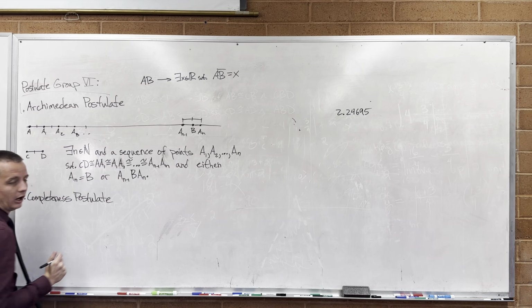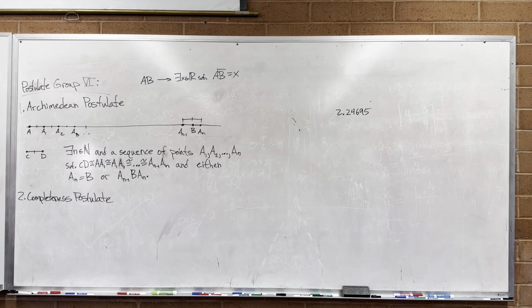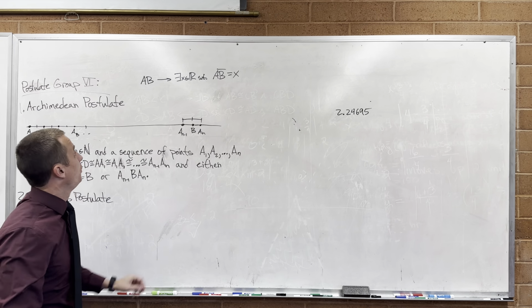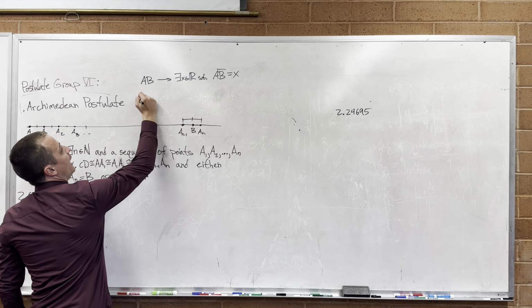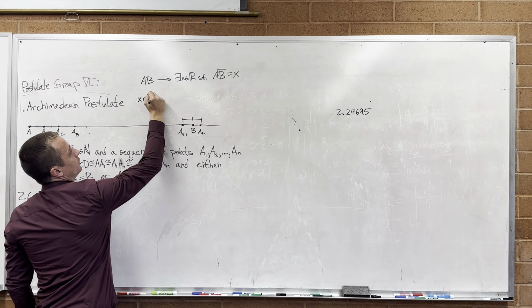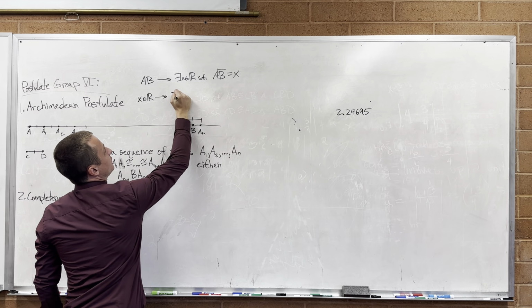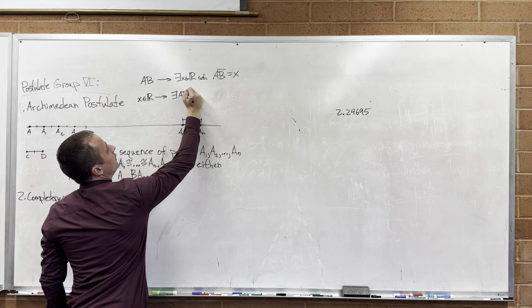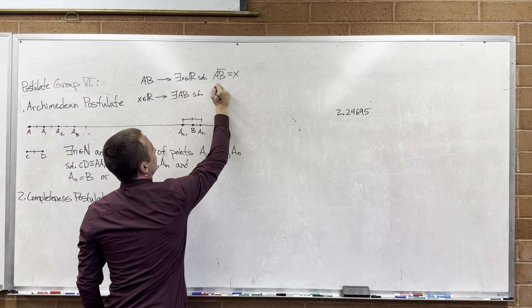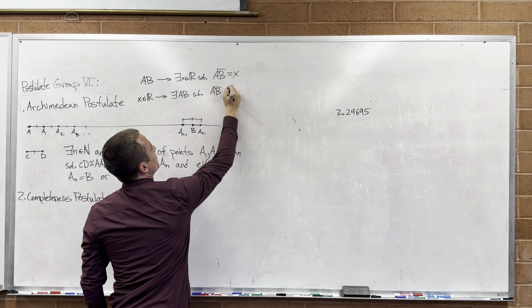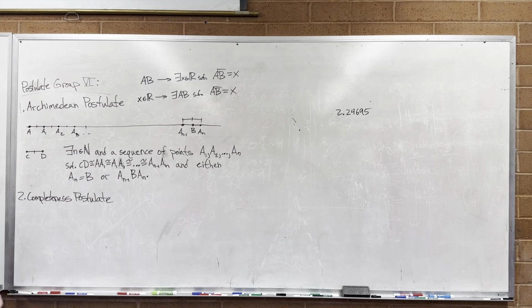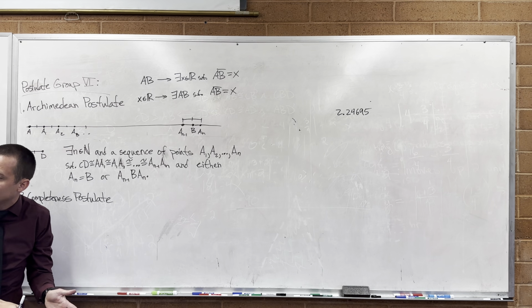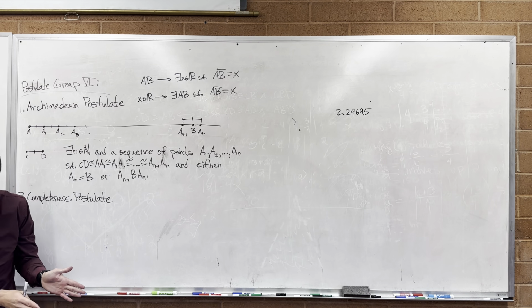And what does the completeness postulate give us? The completeness postulate gives us the reverse thinking here. The reverse postulate says that if I have some x in the real numbers, then there exists a segment AB such that the length of AB is equal to x. So the completeness postulate told us that pick any real number you want, I can find a segment of that length.